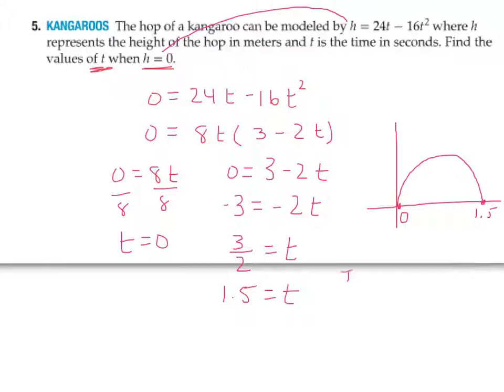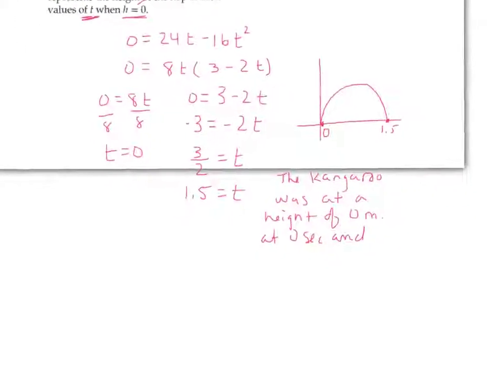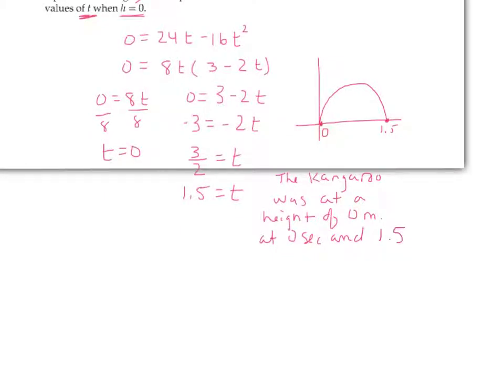So the kangaroo was at a height of 0 meters at 0 seconds and 1.5 seconds. Okay, so that's going to be your final answer. All right, and that concludes the zero product property for lesson 8.5.